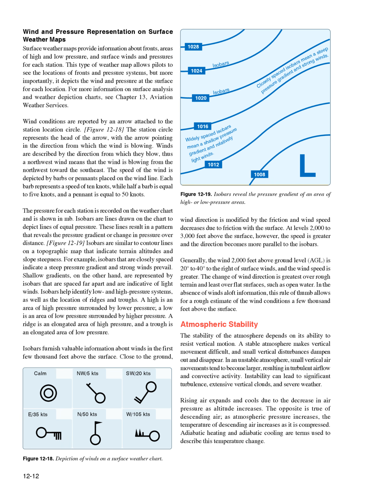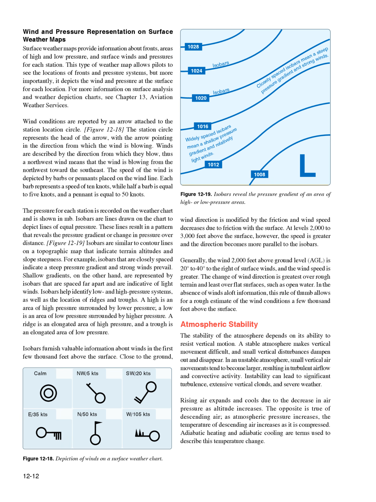A high is an area of high pressure surrounded by lower pressure, a low is an area of low pressure surrounded by higher pressure. A ridge is an elongated area of high pressure, and a trough is an elongated area of low pressure. Isobars furnish valuable information about winds in the first few thousand feet above the surface.